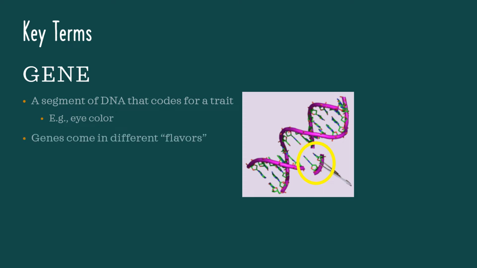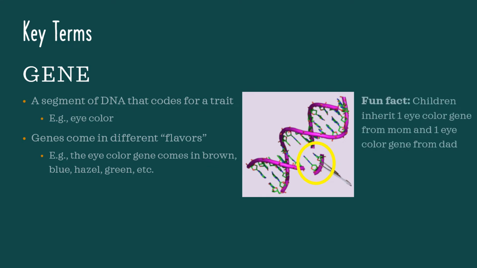Genes come in different flavors. For the eye color gene, the different flavors could be brown, blue, hazel, green, etc. And it is the combination of the genes that you inherited for eye color that determine what color your eyes are. Fun fact, children inherit one eye color gene from mom and one eye color gene from dad. So it's the mix of these two information inputs that predict the eye color of the child.